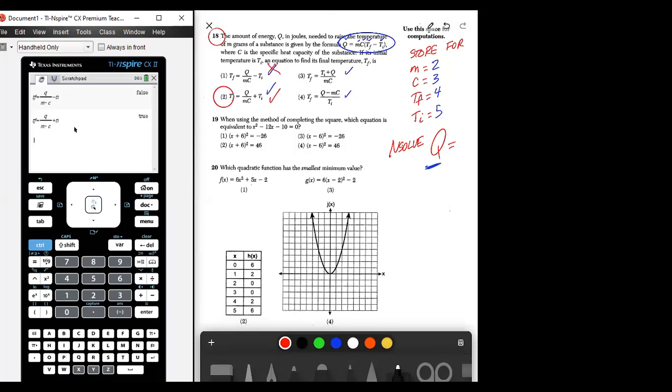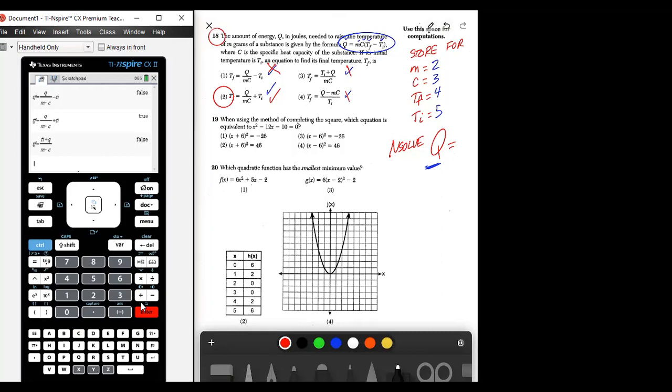Now, I'm just going to look at one more. Let's look at this one here. It says TF equals this. So I'm going to do TF equals, and then I'm going to make a stack fraction. TI on the top, so I got TI plus Q, and then I divide it by M times C. And then I press enter, and I get false, which is what I expect. If I keyed in the last one, I would also get false. So the answer for this one is 2.